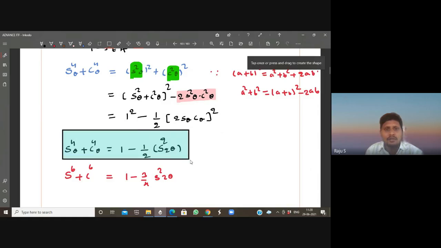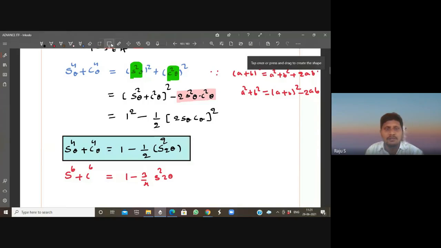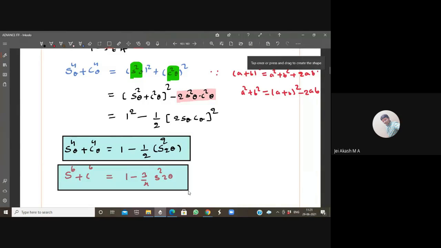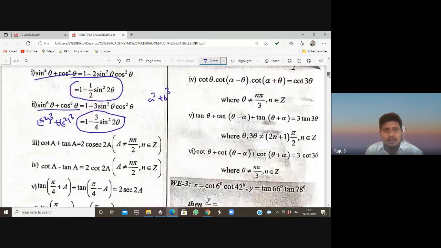Okay students, so it is easy. Try to derive the formula yourself. Right, now let us go for the next. Let's see all the formulas.